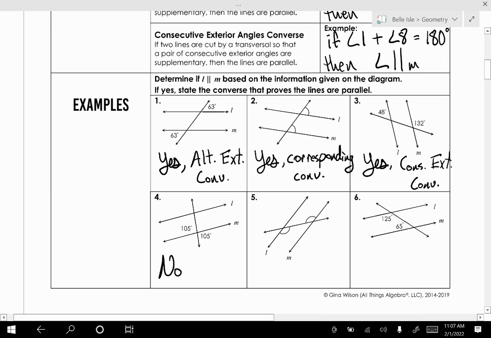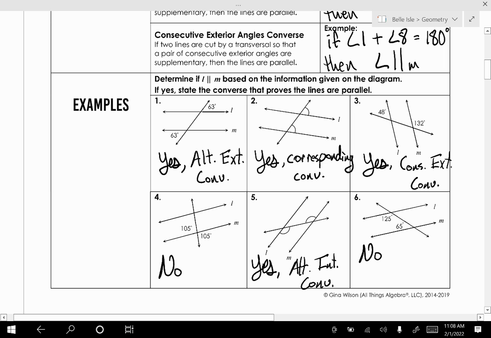Number 5. Yes? Yes, alternate interior. Okay, and then number 6. No. Why is it no? It equals 190, right? Not 180.